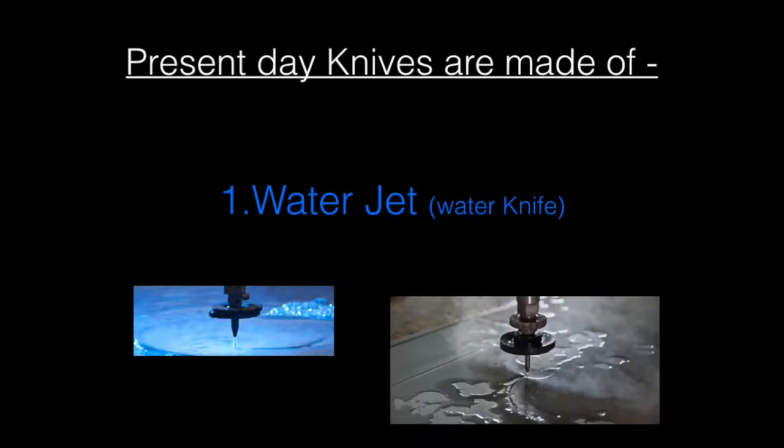Now we are going to talk about what present day knives are made of. First in line we have the water jet knife, which is a water knife that throws out water at 60,000 psi with some abrasive, which can cut mostly everything.